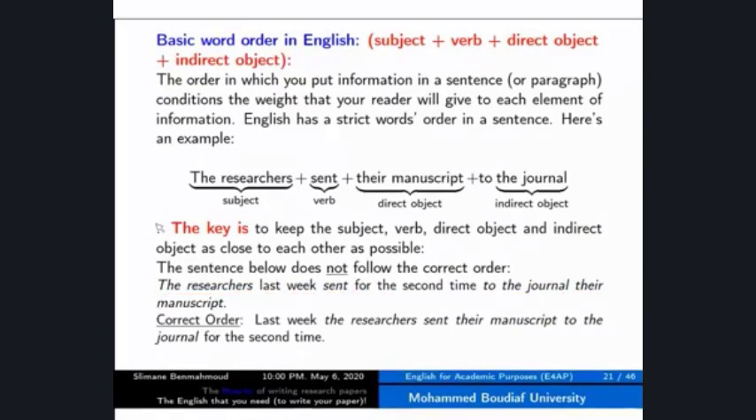So the correct form is to say, last week, the researchers sent their manuscript to the journal for the second time. So the subject will be here, the verb will be here, and the direct object will be here.